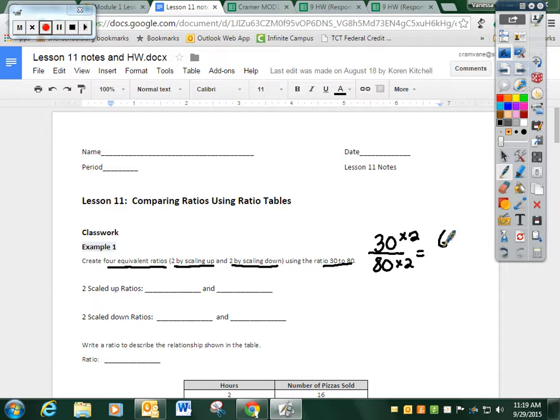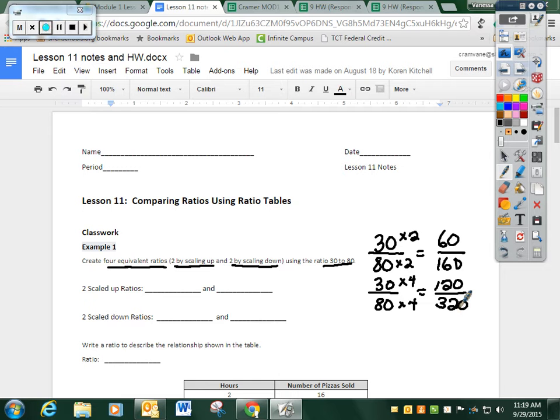30 times 2 is going to give you 60. 80 times 2 is going to give you 160. That is one scaled up ratio. Let me try another one. I'm going to pick by 4 now. 30 times 4, if I scale it up, is 120. 80 times 4 is 320.